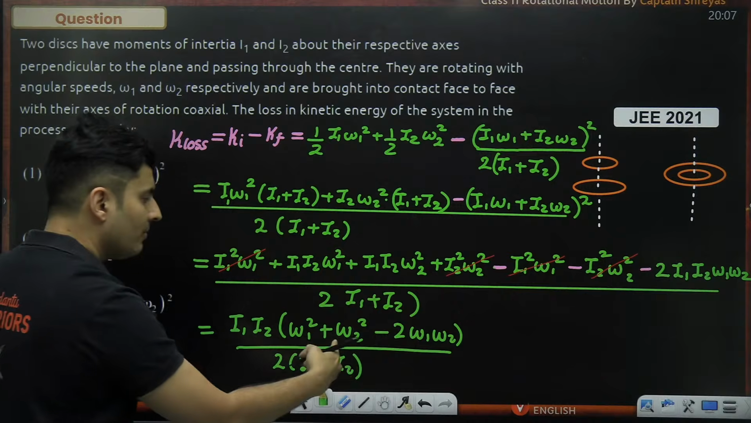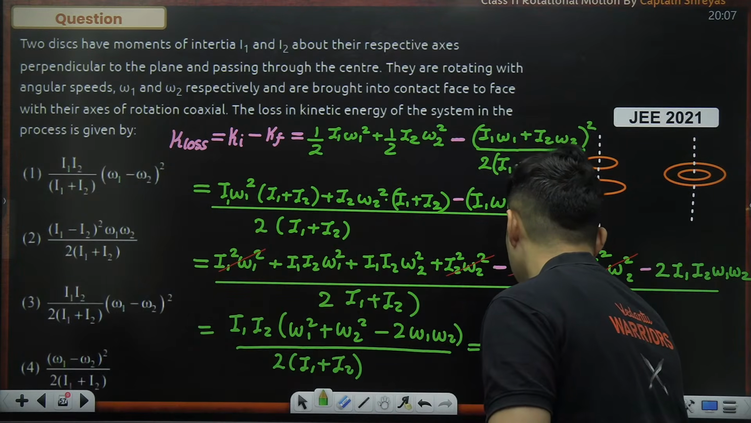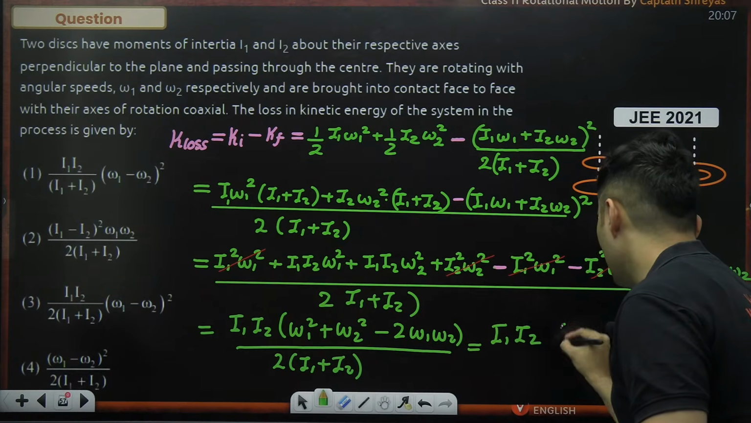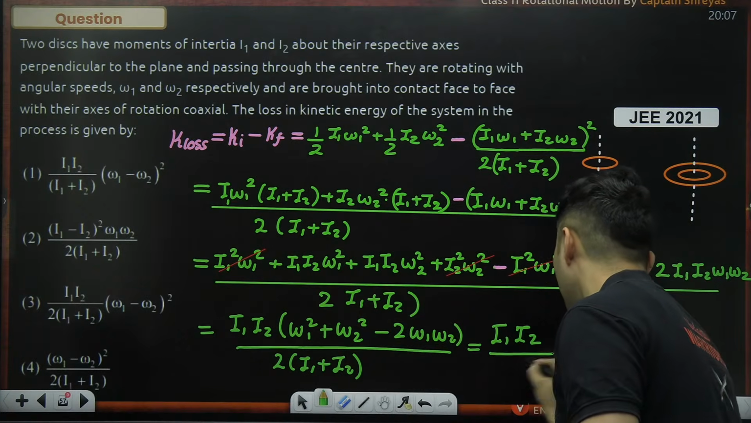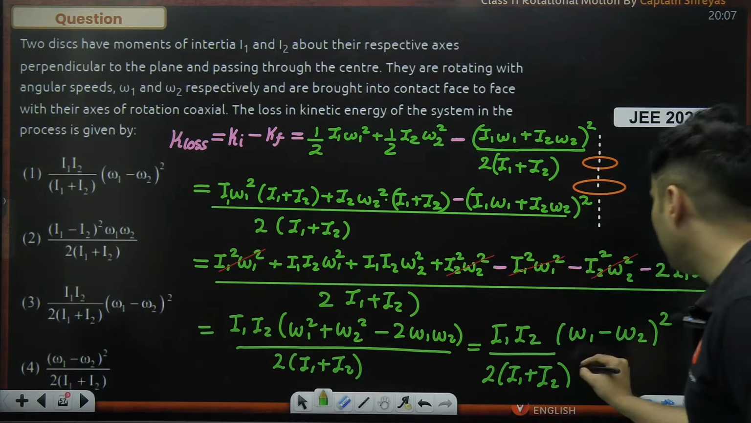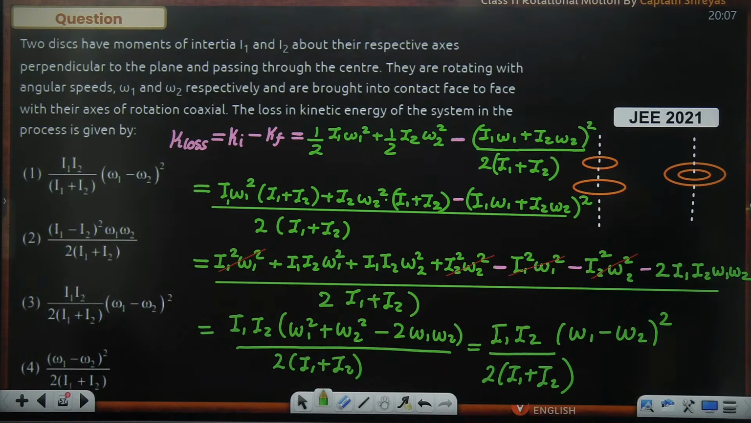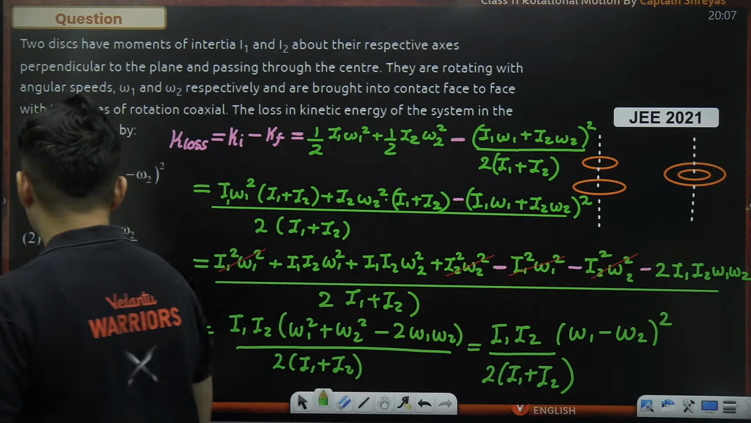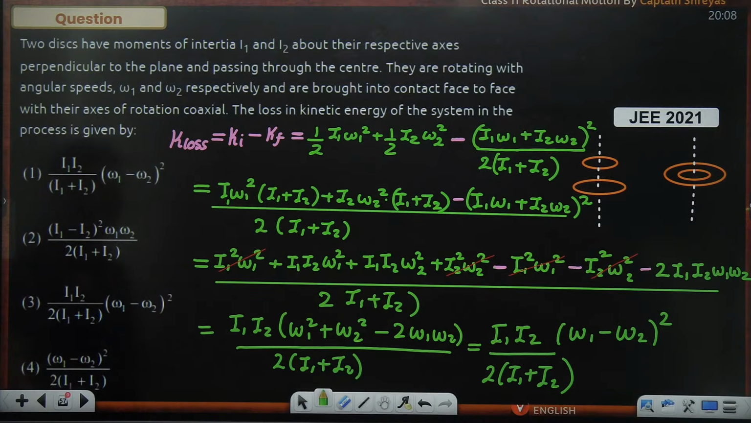What is this? A minus B whole square basically. So this will be nothing but I1, I2 and omega 1 minus omega 2 the whole square, whole thing divided by 2 times of I1 plus I2. That's the final simplification. You cannot go simpler than that, I believe. So I1, I2 divided by 2 times of I1 plus I2 into omega 1 minus omega 2 whole square, which is basically our third option. That is absolutely correct. So beautiful question.